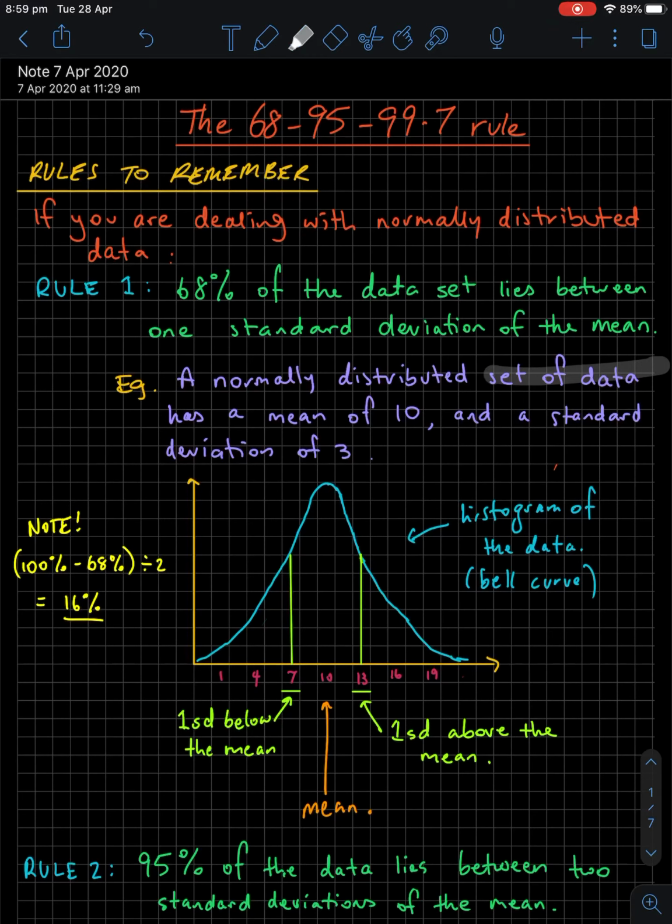Hi guys, so for today's lesson we're going to be dealing with the 68, 95, 99.7 rule. I know it's a bit of a strange name, but we'll get to why it's called that.